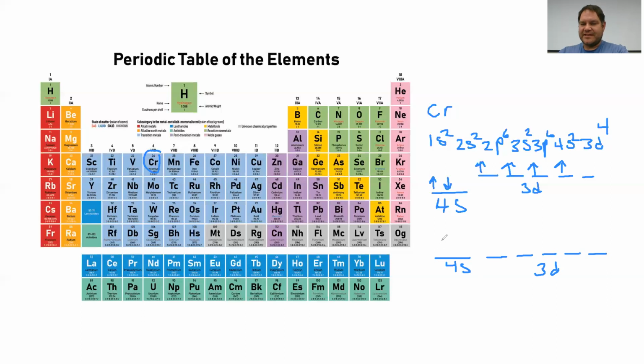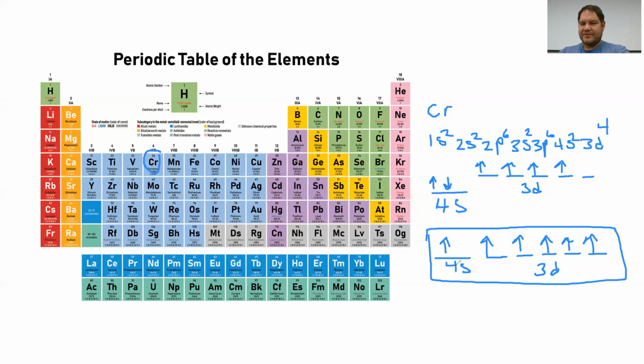So in reality, what's going to happen is we're going to follow Hund's rule, and we're actually going to take these electrons and put them in the 4s and 3d following Hund's rule, since they're equal in energy. So the 4s and the 3d, 3d, 3d, 3d, and 3d, okay? So these are 1, 2, 3, 4, 5, 6 electrons, which represents the 6 electrons right here. So this is the real orbital diagram. This is the true orbital diagram for chromium.